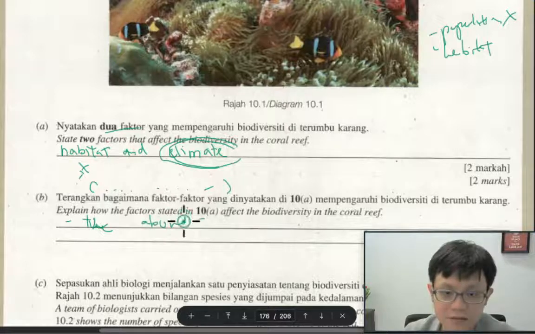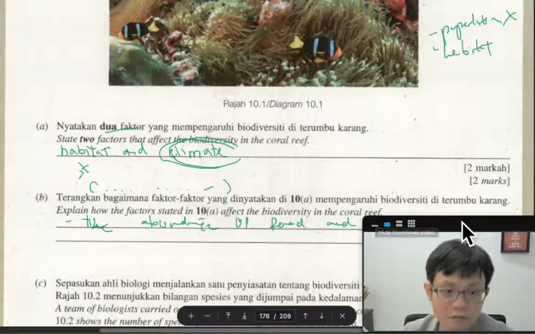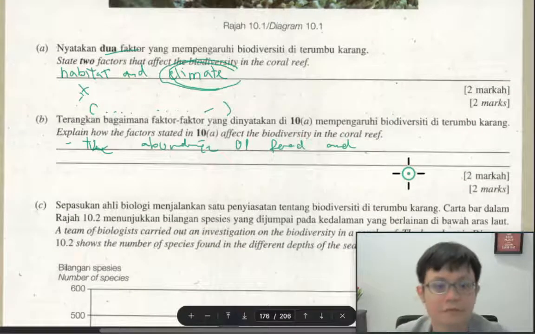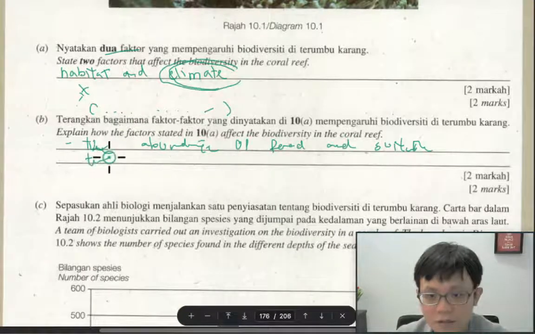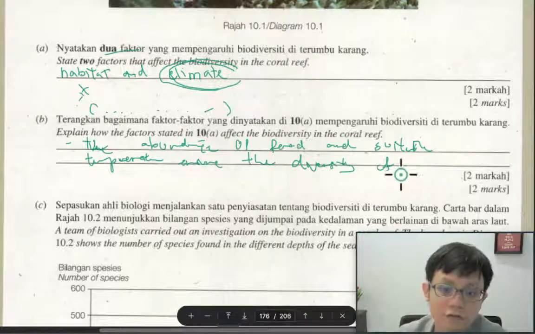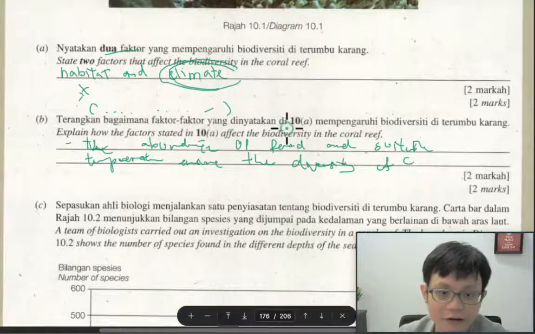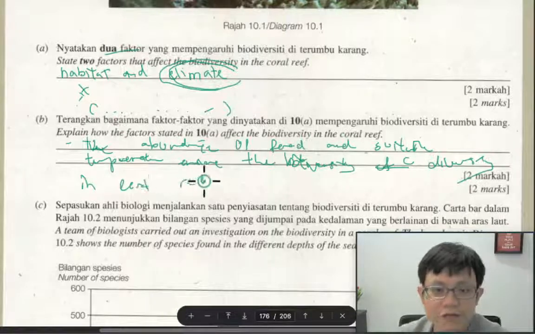Okay, the abundance of food and suitable place to live and suitable temperature ensure the diversity of coral reef, biodiversity in coral reef. Okay, you no need to copy this answer.